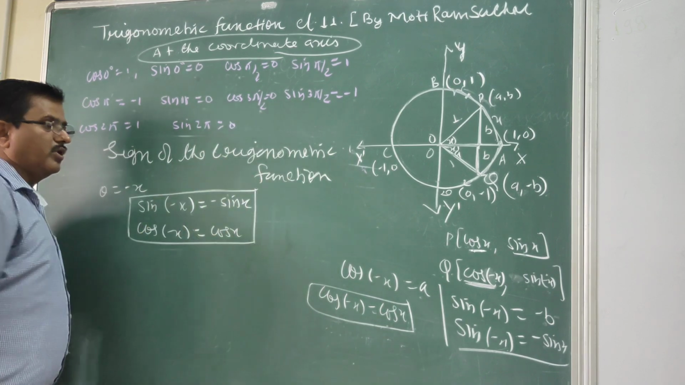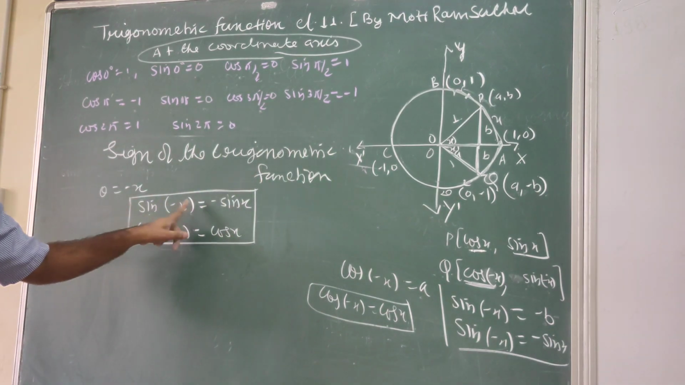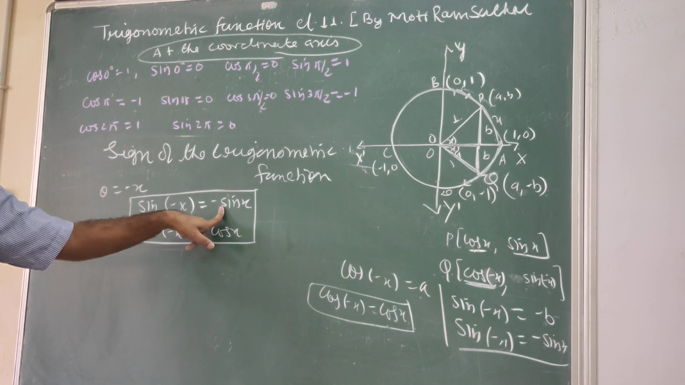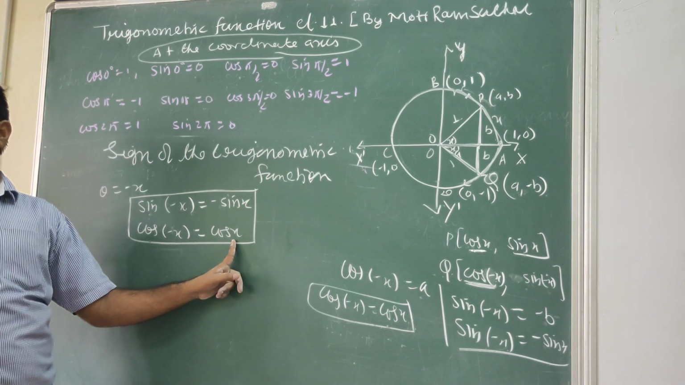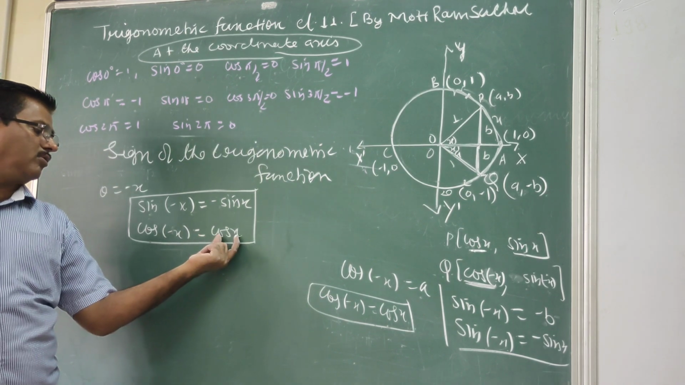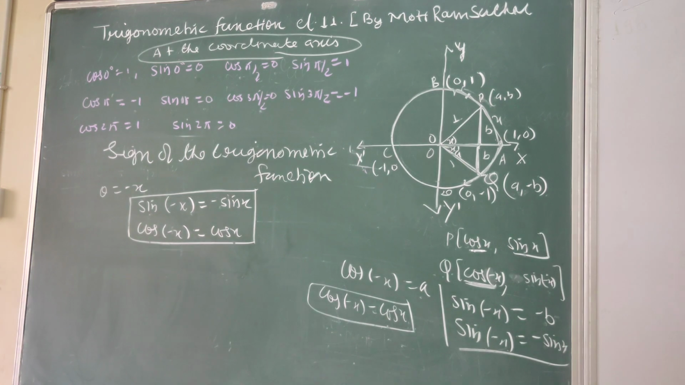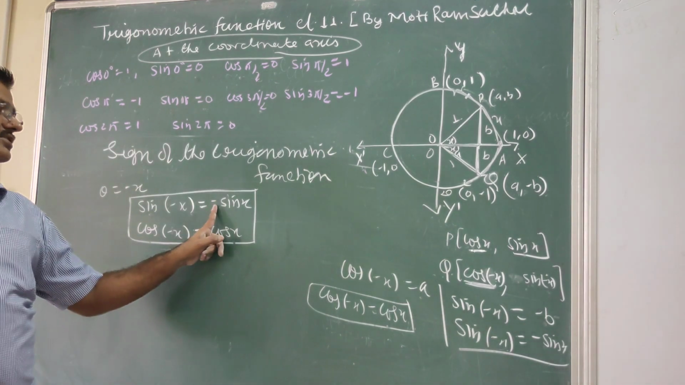This formula is very important. Sin of negative x is equal to minus sin x. And cos of negative x will be again the same as cos x. Means the value of cos x and the value of cos minus x are both the same. There is no change for cos. But in the case of sin, a minus is there.